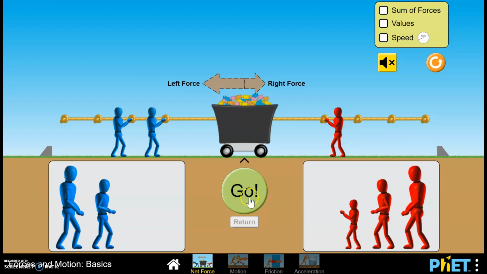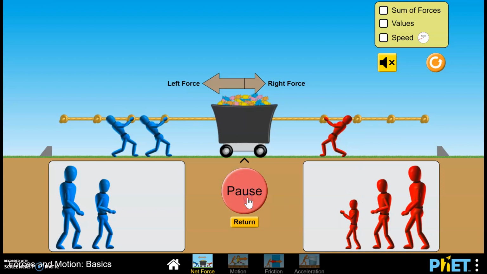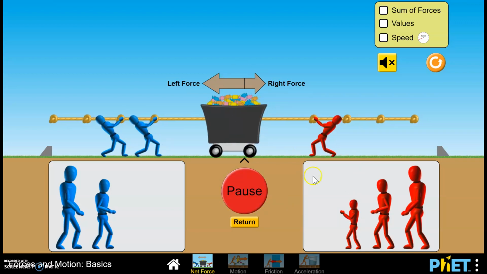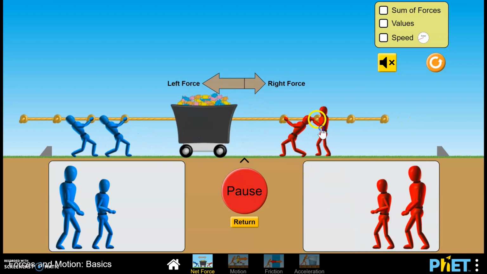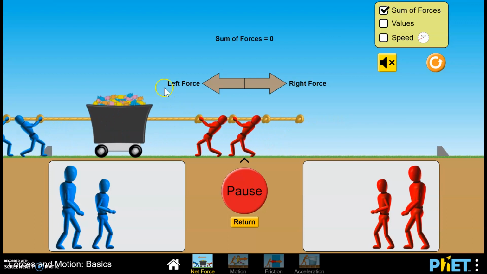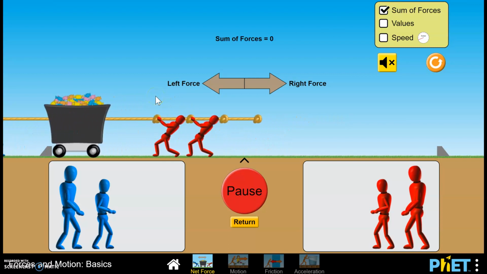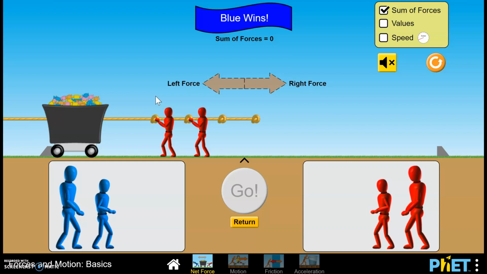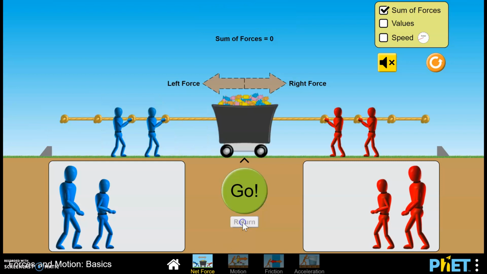We're going to start out with these blue guys pulling. All right, notice that the forces are unbalanced here. The blue team is winning, and here I go, adding another red guy so that the forces are balanced. All right, notice that nothing actually happened. Once those blue guys started to win, those red guys put an equal force on the other side of this cart, but the cart's motion did not actually change. Let's take another look at this, okay?